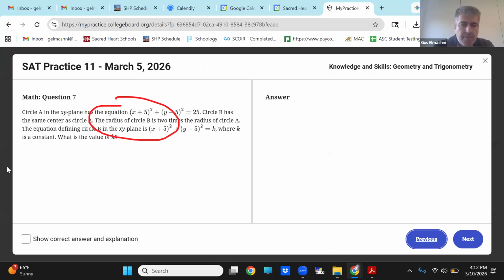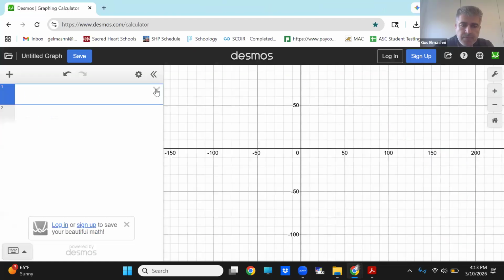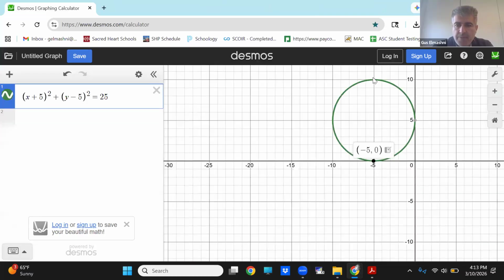So here you can graph if you're doing circles. So if you don't know the equation of a circle or how it's supposed to work, you could just punch that in. So if I go x plus 5 squared plus y minus 5 squared equals 25, you can see that the diameter is going to be 10, so the radius is 5.